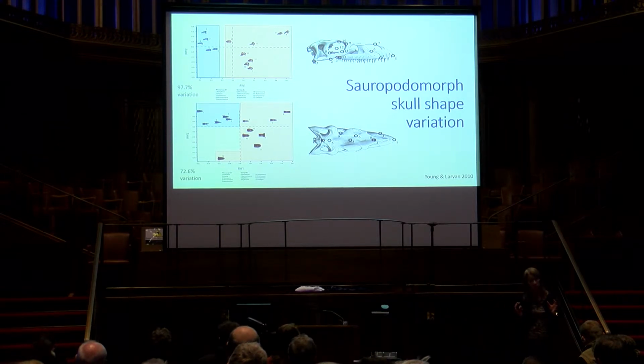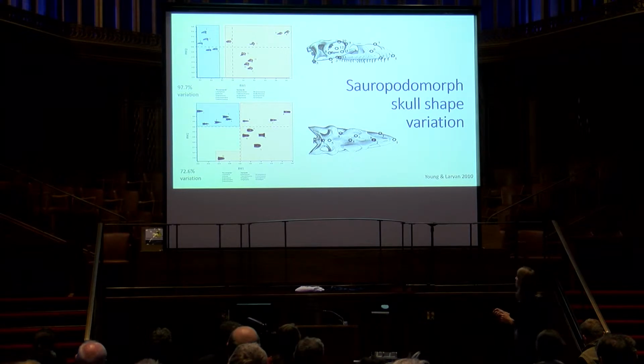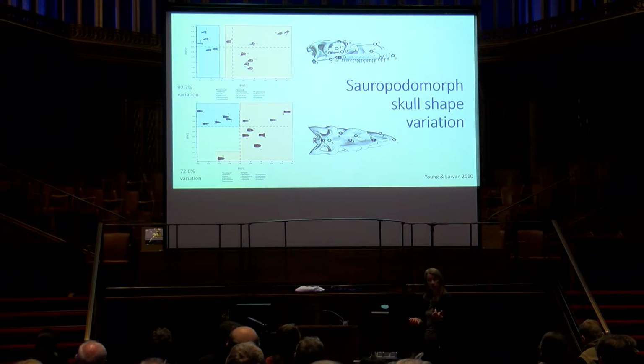This study also found that there was quite a phylogenetic partitioning in the data. So sauropods tended to have similar shaped skulls to each other. Prosauropods, albeit a paraphyletic assemblage, also had similar shaped skulls. And this taxon that tends to sit in isolated space here is one of the earliest sauropod dinosaurs, Shunosaurus.